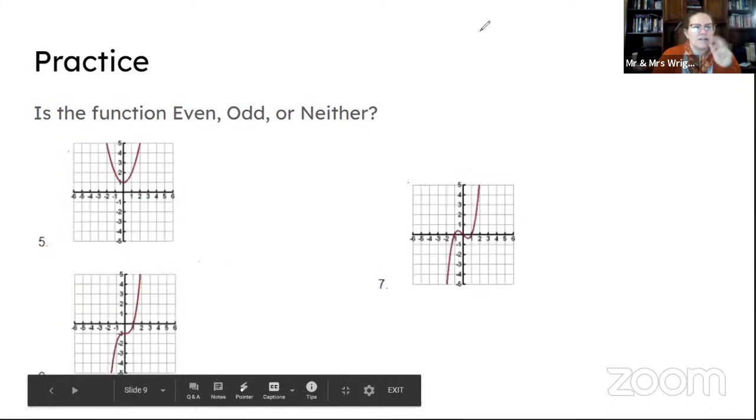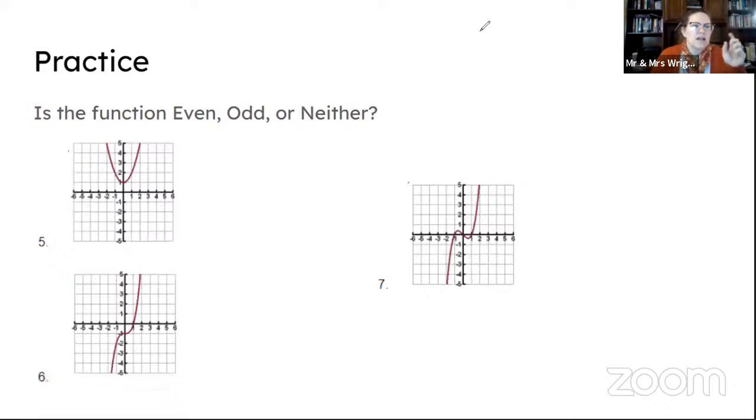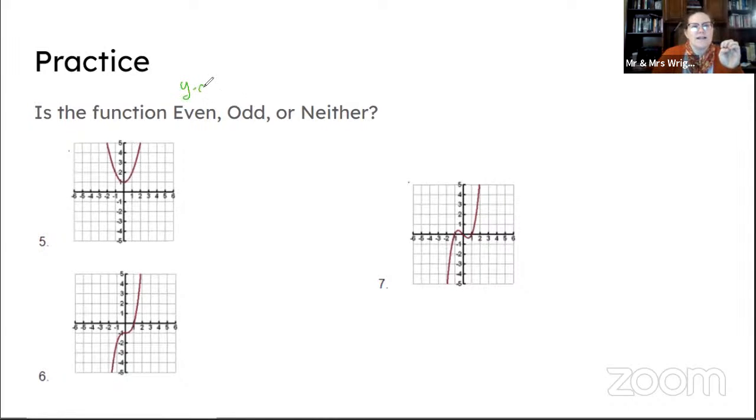And last thing we're going to go over, I know this has been a long lesson, is: is the function even, odd, or neither? Well, this time we're going to look at the graph and see. Remember, even is over the y-axis. Odd is at the point of origin. So this one, if you folded it right here across the y-axis, it would fold directly in half and lay on top of each other.